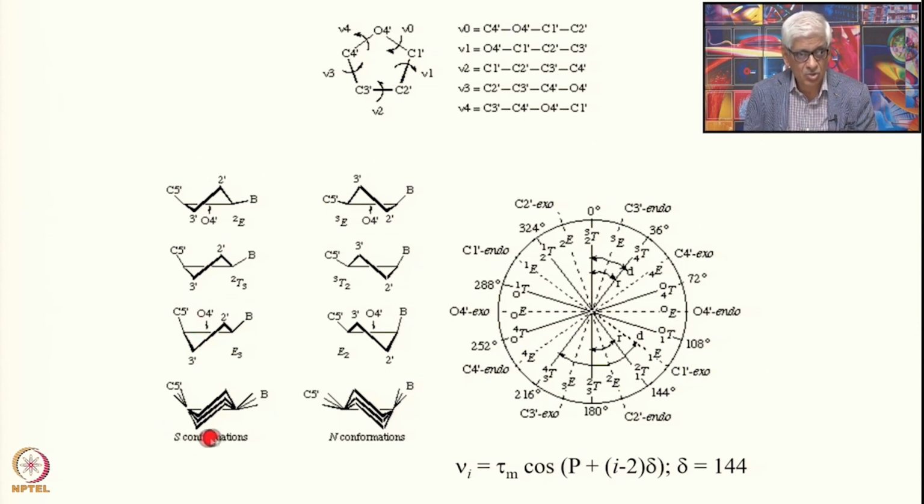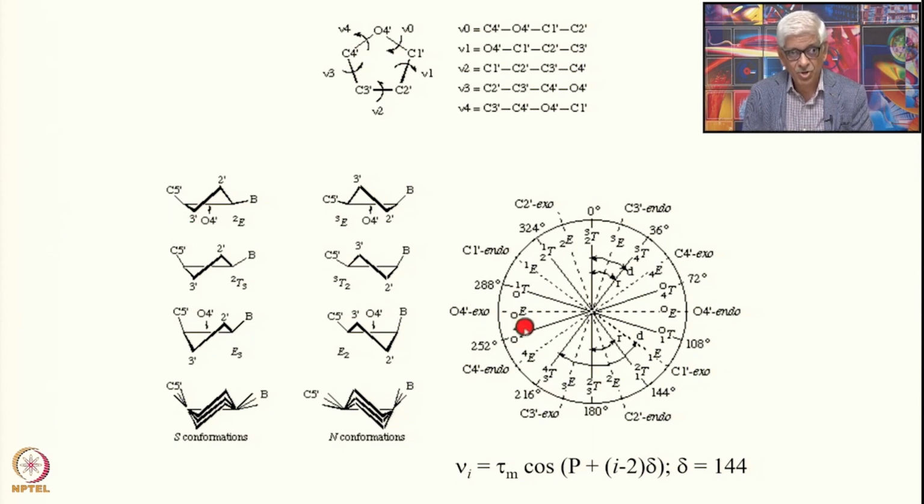This group of structures, where the 2 prime is above the plane of the ring, are called S conformations, or the south, and this is the south here. This is the south in this circle, below this central line, and this is the north. So all those conformations which are below here are called the south conformations, the S conformation, and these are characterized by the 2 prime atom going above the plane of the ring, and these are called C2 prime endo.